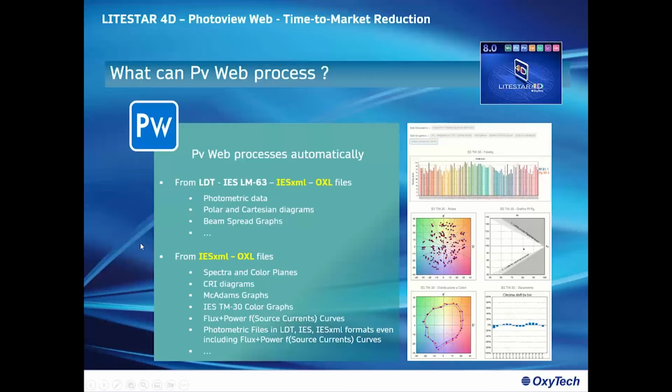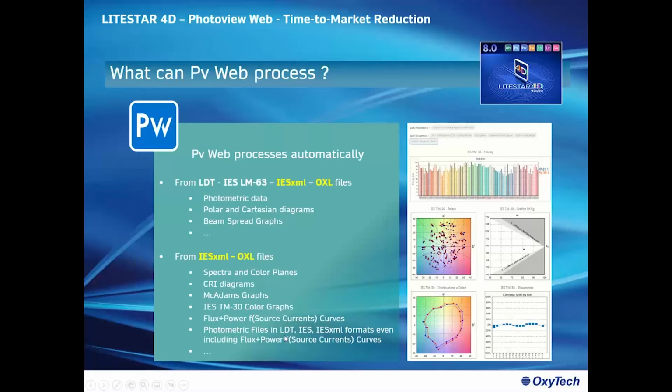But if we have more structured files like the ISXML or the OXL files, we can produce straightaway spectra and color planes. We can produce the CRI diagrams. We can produce MacAdam graphs. We can produce TM-30 color graphics, or we can show the curve of flux and power in function of source currents. And this is possible only with the OXL file, because up to now the OXL file is the only file capable of managing this set of information.